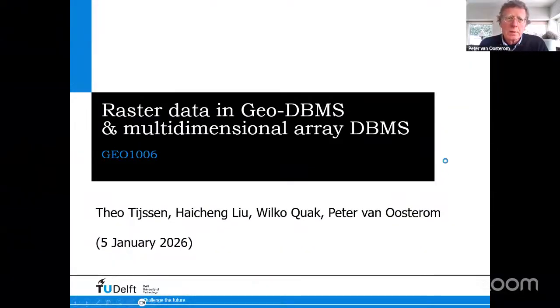So I hope you can see it. I'm now sharing the first slide of the raster data in the GeoDBMS. If not, please shout. I hear nothing, so I assume it's going well.